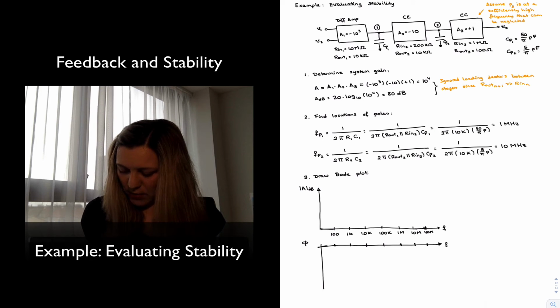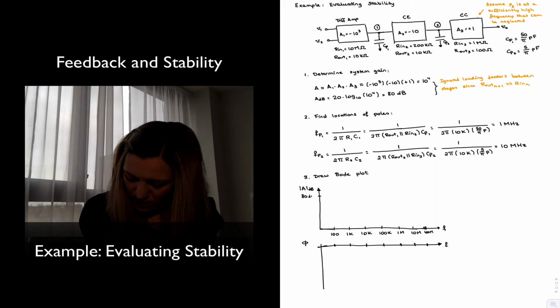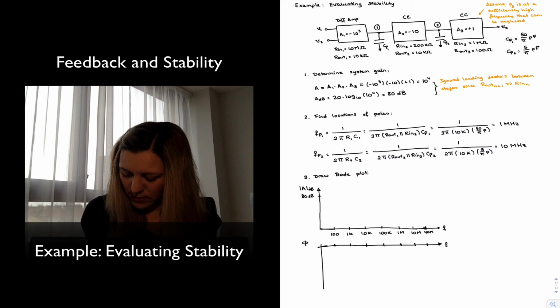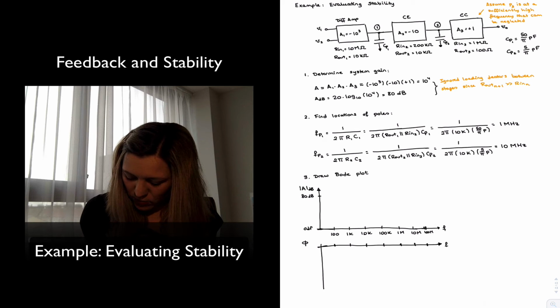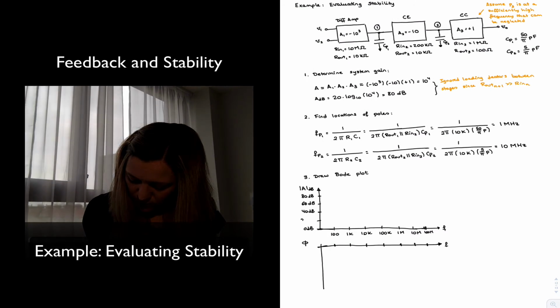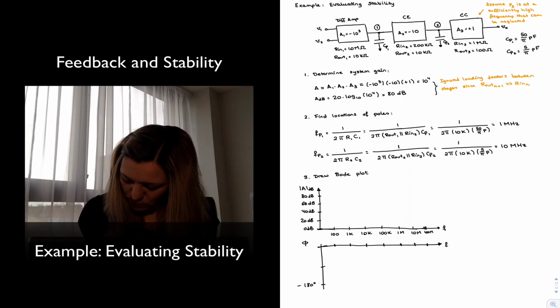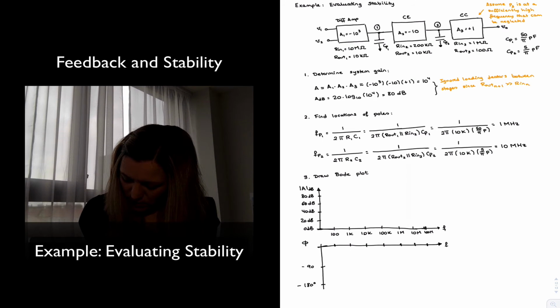Okay, and now I can put my Y tick marks. My maximum value is going to be 80 dBs. So between 80 and 0, I'm going to have 40 dBs, 60, and 20. And down here, I'm going to go all the way to negative 180 degrees. Midpoint is going to be negative 90, negative 45, and negative 135.